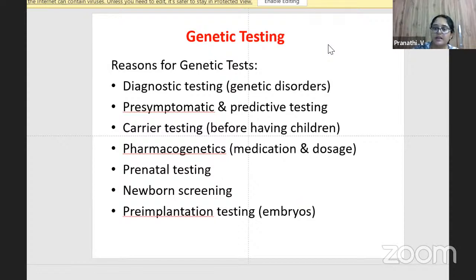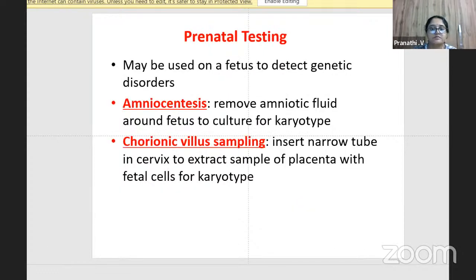And then pharmacogenetics, medication dosage, prenatal, antenatal, that is newborn screening, is antenatal screening. Pre-implantation testing also is done. Prenatal testing is when the female is pregnant, and that is when you can actually detect certain genetic disorders. So in the third month or the first trimester itself, there are certain tests that can detect different kinds of genetic disorders, such as amniocentesis and chorionic villus sampling, where the amniotic fluid is taken and the fetal cells are karyotyped.